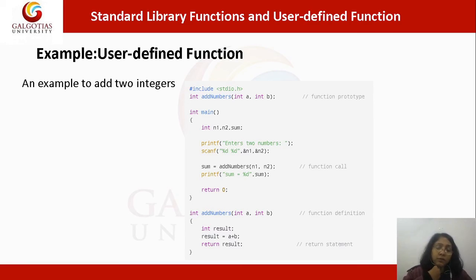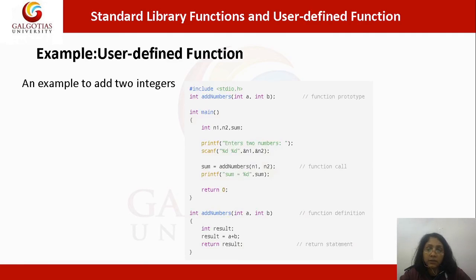There is one thing I want to mention here. If you write the function body outside the main and you are calling the function in the main, then you always need to write the prototype. But if you write the same function body before the main, before calling the function, then you can avoid writing the prototype.